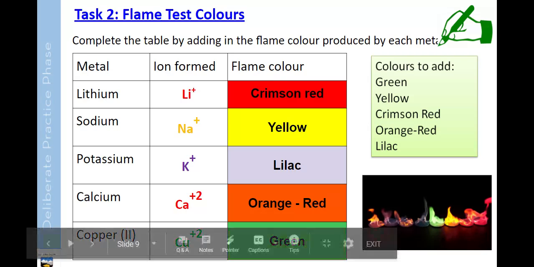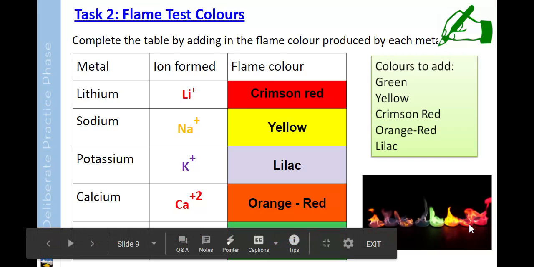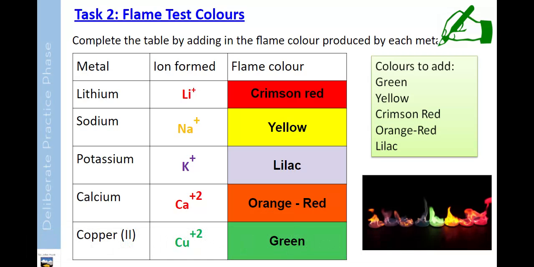So if you looked at the picture here, I could tell you that one there is copper, that one there is sodium, we've got potassium here, lithium right on the end, and we've got an orangey red one there, which must be calcium. Now there are other metals that do burn and give certain flame colours.